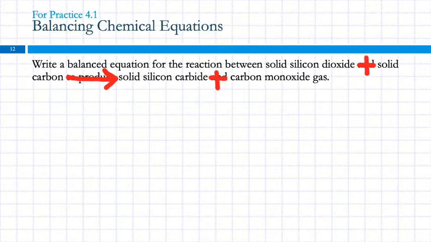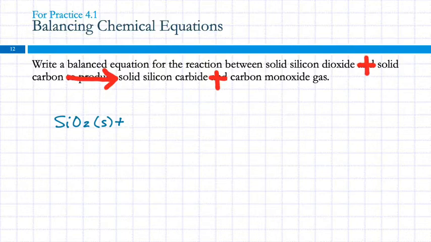So silicon dioxide, molecular compound, silicon and 2 oxygens, right? So SiO2, and I'm told that it's a solid. So I'm going to put S in parentheses after that. Plus solid carbon. I'm going to leave some space here in case I need a coefficient, so I don't have to make a mess.